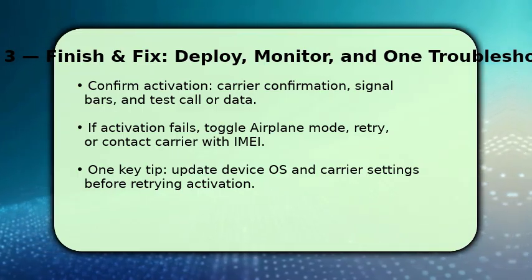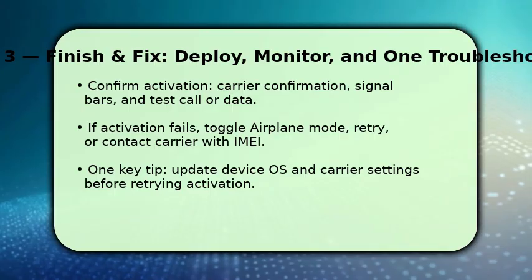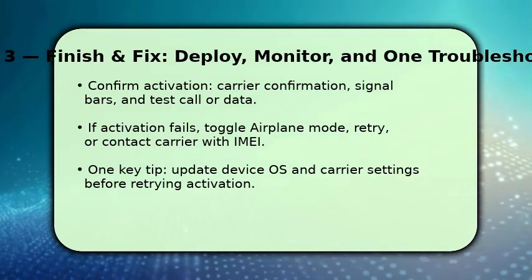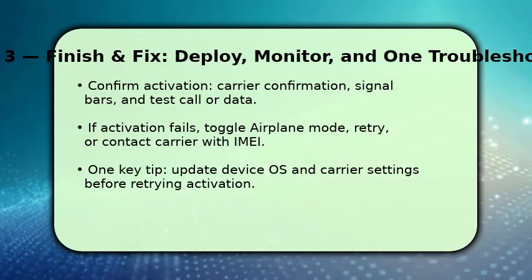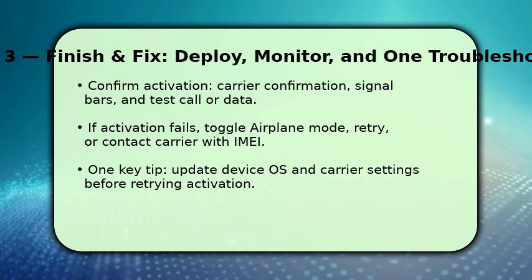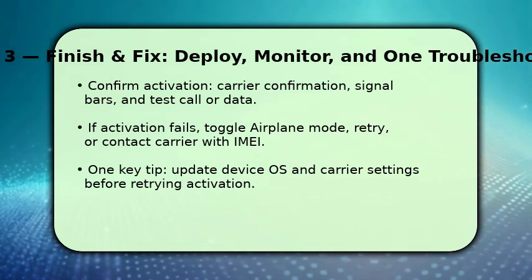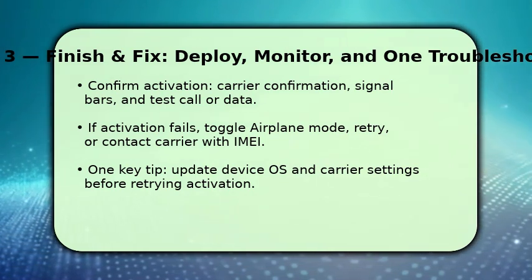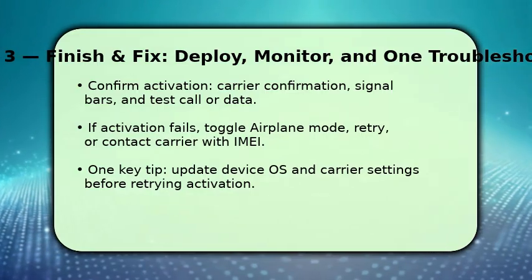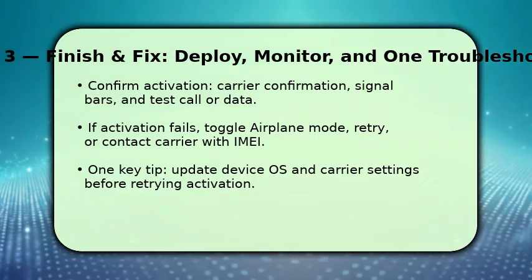This proves full activation. If things fail, toggle airplane mode, wait 10 seconds and retry the activation sequence. Often radios need a reset. If persistent, update the device OS and carrier settings, and then call your carrier with the device IMEI and eSIM details so they can push provisioning. Remember, patience and clear info speed up carrier-side activation.